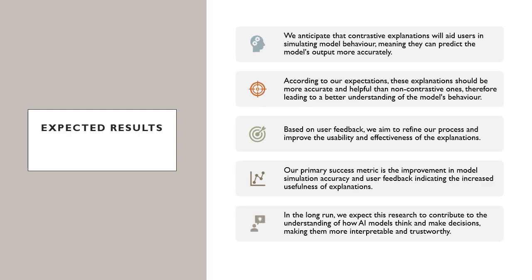Expected results: we anticipate that these contrastive explanations will aid users in simulating model behavior, meaning they can predict the model's output more accurately. According to our expectations, these explanations should be more accurate and helpful than non-contrastive ones. Based on user feedback, we aim to refine our process and improve the usability and effectiveness of the explanations. Our primary success metric is the improvement in model simulation accuracy and user feedback, indicating the increased usefulness of explanations.